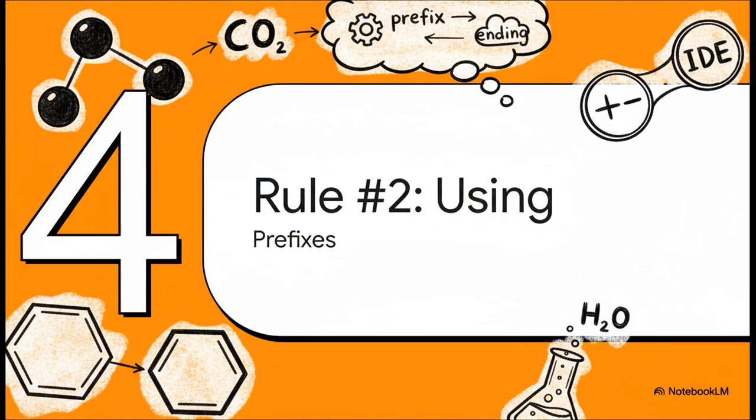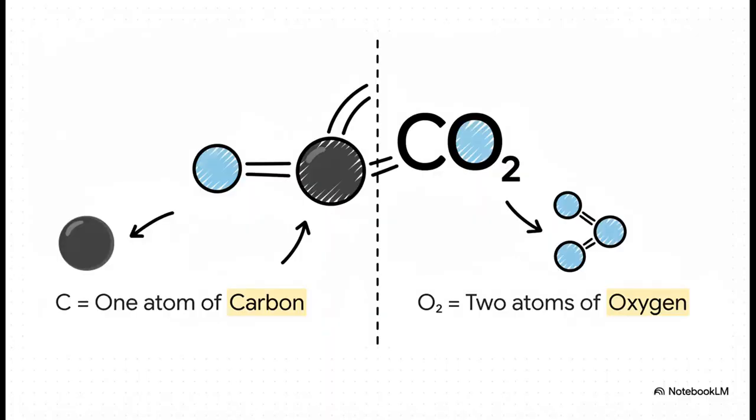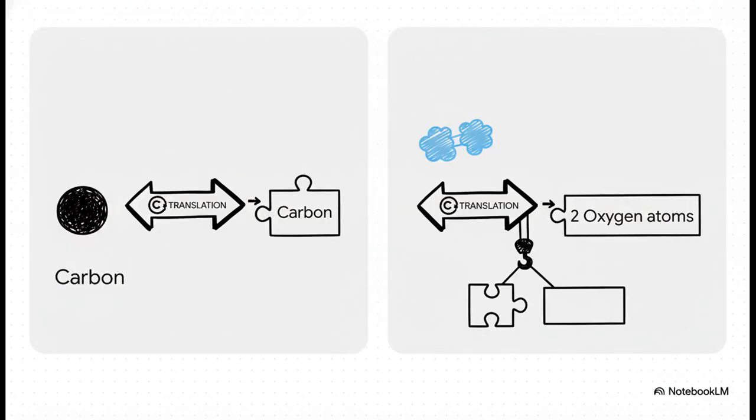Okay, on to rule number 2. This is where we bring it all together. We're going to take our prefixes from the cheat sheet and that "ide" ending and build a full name. And we'll start with CO2. So first things first, let's break CO2 into its two pieces. On the left, you've got the C, that's our carbon, and on the right, you've got O2, which is telling us we have 2 atoms of oxygen. So, just putting that into plain English, we're working with 1 carbon atom and 2 oxygen atoms. Okay? You with me?